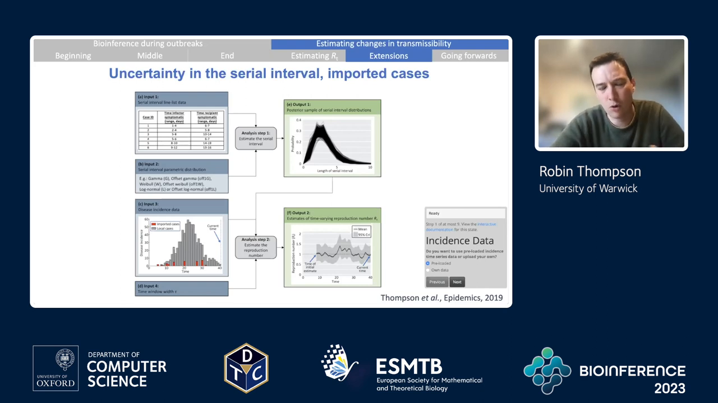And the reason that this is important is that if you don't do that and you assume that all the cases in your data set contracted the pathogen within your host population, then you overestimate the number of infectees in your population. And if you overestimate the number of infectees in your population, so there are too many infections happening locally, then of course you overestimate the time-dependent reproduction number because you think that too many infections are happening locally. And so we included this possibility to differentiate between these two different types of case.